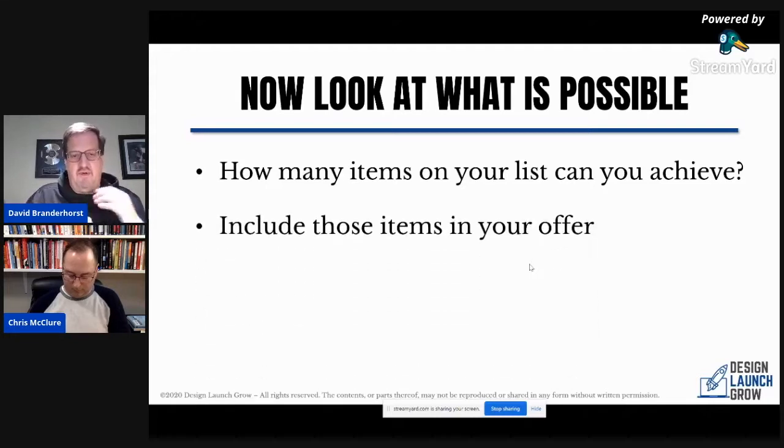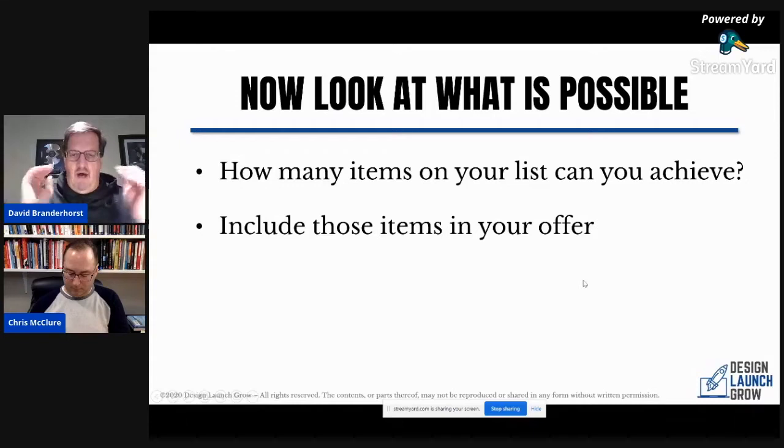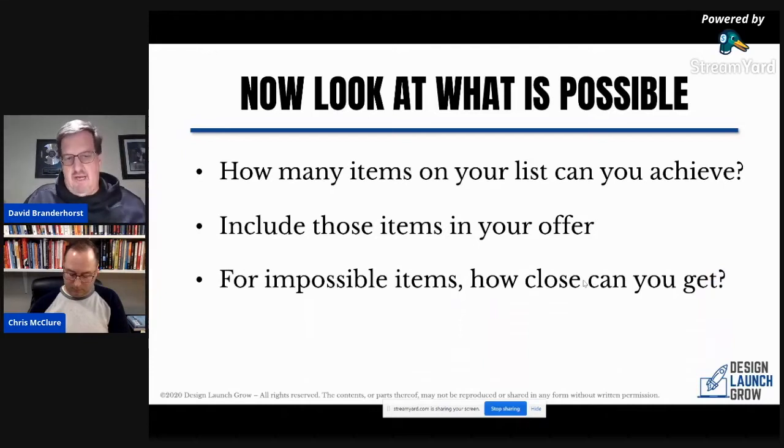So add all those items into your offer. These are all things that you're going to add into your offer. I know all these things. I could do this, I could do this, I could do this, I could do this. And all of these things I know right now I can take care of, I can handle, I can do. So let's just put those on there right now, because I know those are easily possible. For the impossible items, you're going to look at them and say, hey, how close can I get to those?